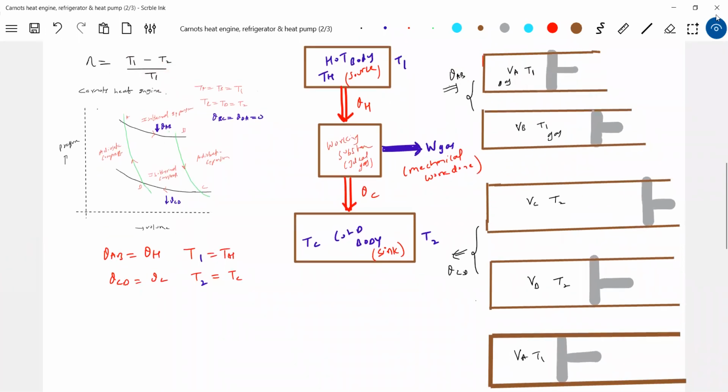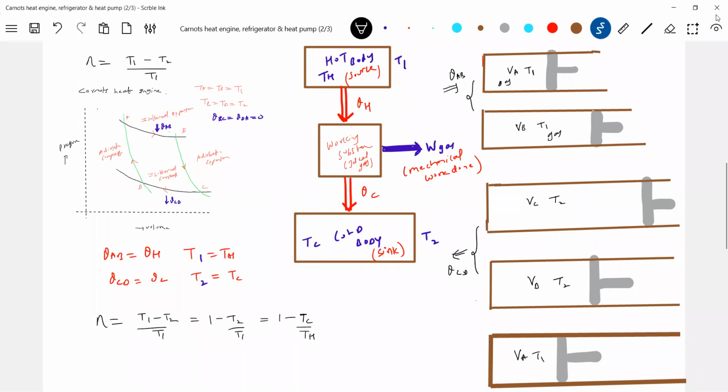So we can also write this as, let me rewrite this. Eta equals (T1 minus T2) by T1, which is equal to 1 minus T2 by T1, where T2 is the temperature of the cold body and T1 is the temperature of the hot body. Okay, this is what the efficiency is, what we define like this. This is the efficiency of the Carnot heat engine.